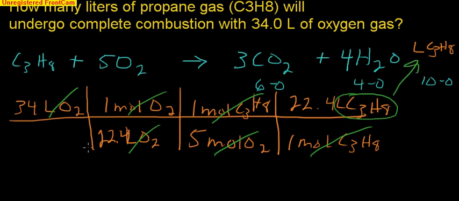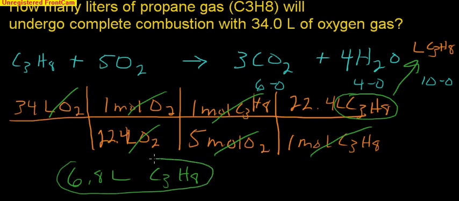Now the next thing I do is take everything on top, multiply it together, and I'll get some number, and then I multiply everything on the bottom and get another number, and then I take my numerator divided by my denominator. Basically when you do this, you're just ending up with 34 divided by 5, and the final answer is 6.8 liters of C3H8, which is your propane. So this is your final answer, 6.8 liters of propane.